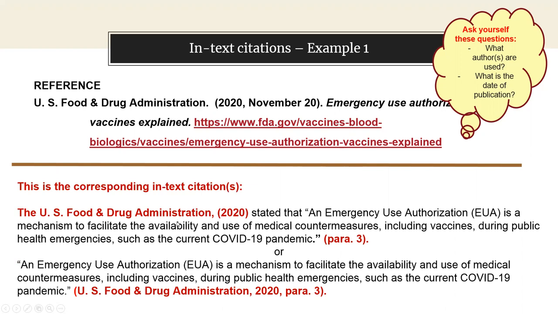In this case, as a signal phrase, a quote has been used. So the U.S. Food and Drug Administration 2020 stated that, quote, this is coming directly from your source, "The Emergency Use Authorization, EUA, is a mechanism to facilitate the availability..." end quote. And then you've got your paragraph number, which is telling your reader that this quote is found in the third paragraph of this website right here.